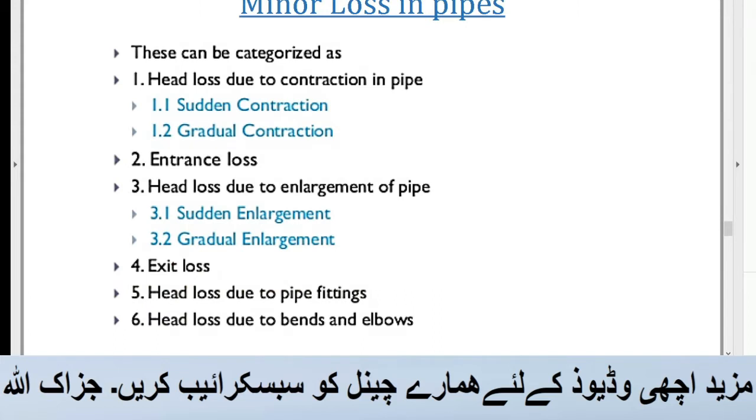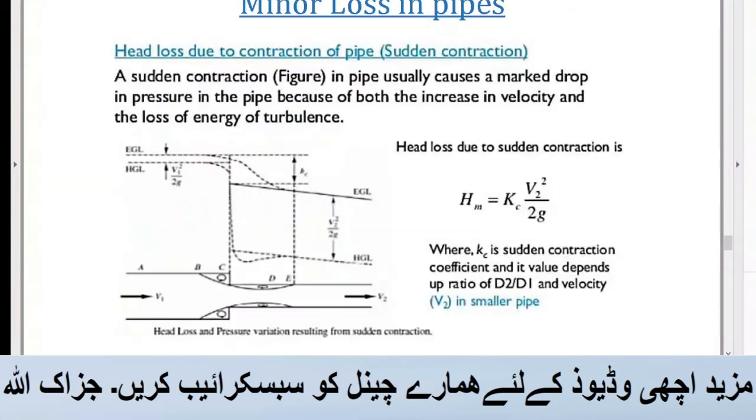Here are the minor losses that can be categorized: head loss due to contraction, entrance loss, head loss due to enlargement, meaning sudden divergence. It may be convergence, it may be divergence, entrance loss, exit loss, head loss due to pipe fitting. We have discussed earlier that it may be pipe fitting, maybe in T shape, bend shape, elbow. We also used simple words, elbow or T. So head loss due to bends and elbows.